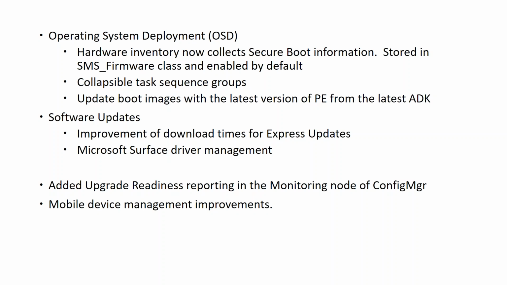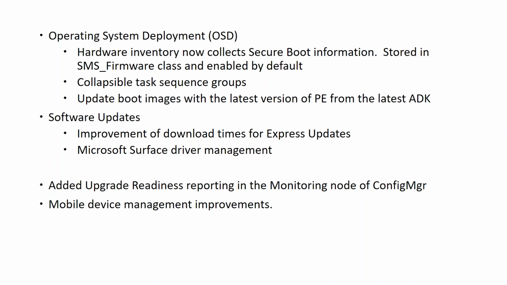And then, updating boot images with the latest PE from the latest ADK that's been installed, right? Right now, when you right-click on a boot image and update it, it updates all the distribution points. But now you have the capability of not only updating the boot image because of changes you made to drivers or whatever, but also getting the source for the PE that's available within the latest ADK, and updating the PE version at the same time you're updating your boot image. So I don't have to go doing all that in different ways like I did in the past.